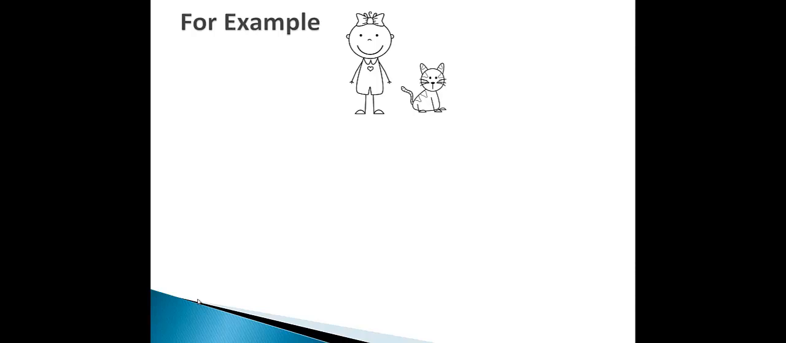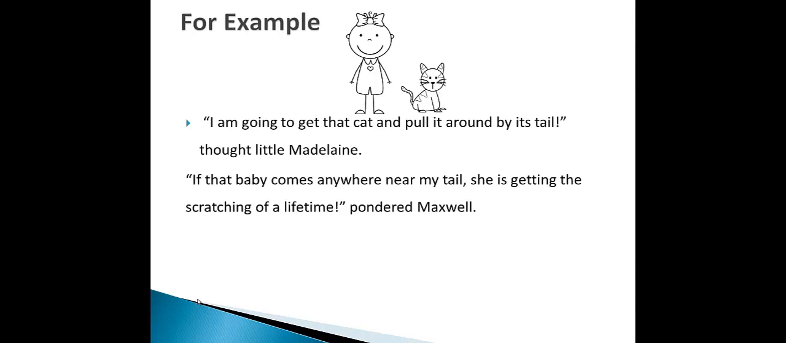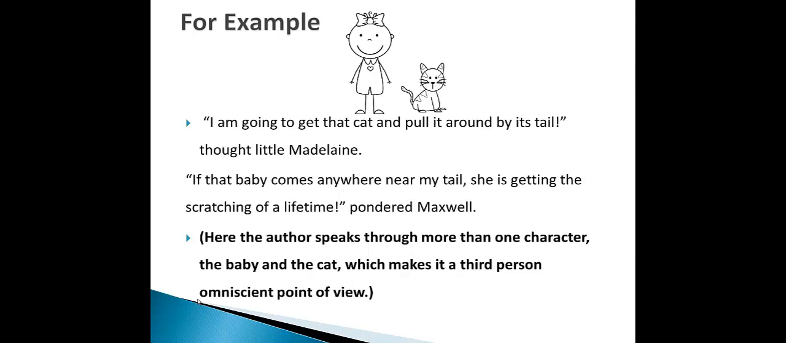Consider little Madeline and the cat Maxwell. I am going to get that cat and pull it around by its tail, thought little Madeline. If that baby comes anywhere near my tail, she is getting the scratching of a lifetime, pondered Maxwell. Here the author speaks through more than one character, the baby and the cat, which makes it a third-person omniscient point of view.